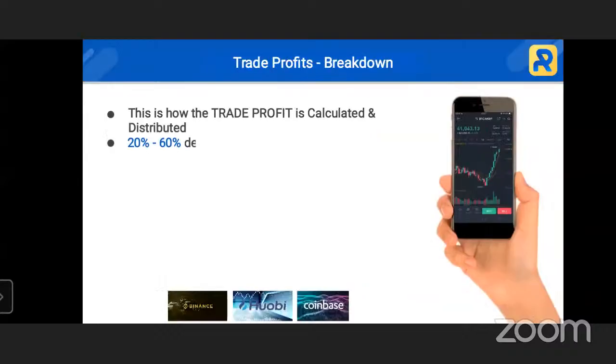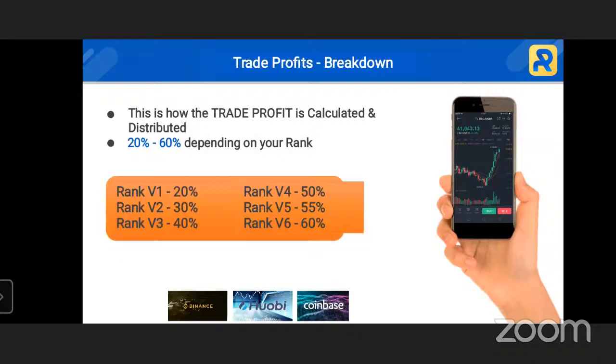So how are the trade profits distributed? 20 to 60, depending on your rank. So as a V1, 20%. Meaning if someone makes $100 in your team, ladies and gentlemen, the robot will take $20. On this $20, as a V1, you're entitled to 20%, which means $4 whenever anyone makes $100 in your team. So V2, 30%, V3, 40%, V4, 50%, V5, 55%, V6, 60%.